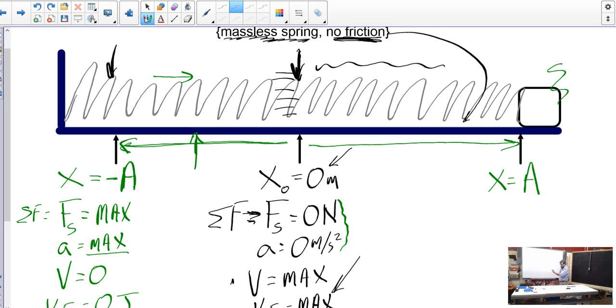Pause it and come back. Welcome back. So, you're all the way out at your positive amplitude. The force, the net force, which is the force by the spring in this case, is going to be at a maximum, right? It's pulling as hard as it can pull. It'll be the same force that you see here. It's just pulling the other direction because it's stretched instead of compressed.